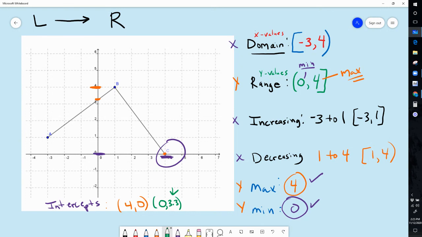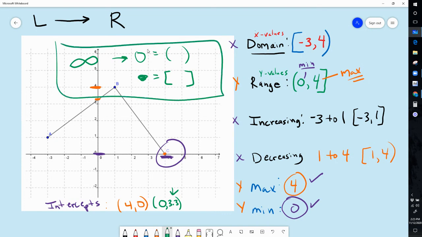So there's all 8 things that I want you guys to do. Please take note, an open dot equals parentheses. And a closed dot, right, equals brackets. Okay, and infinity always fits in this category. So if you have infinity at all, it's always the same thing as an open dot because you never can reach infinity. So here's some more stuff you can make sure to put in your notes.